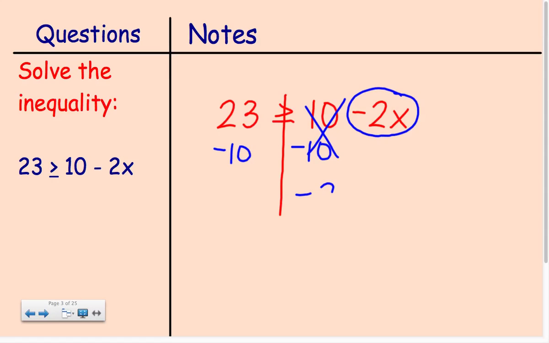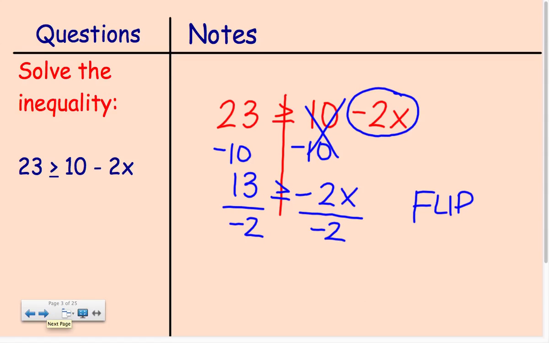Bring down the negative 2x. Bring down my inequality symbol. 23 minus 10 is 13. Break up the couple by dividing by a negative 2. Since I'm dividing by a negative, I have to flip. So instead of greater than or equal to, I'm going to flip it around to less than or equal to. 13 divided by negative 2 is negative 6.5.